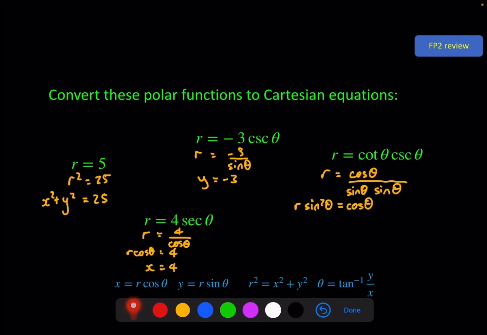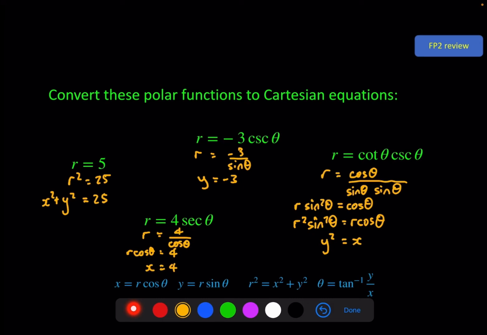And then to get r cos theta, we're going to have to multiply both sides by r, which is good for the left-hand side as well, because we've got one r sine theta here, and if there's another r, then we've got r squared sine squared theta, which is y squared. So multiply both sides by r, gives us y squared on the left and x on the right.